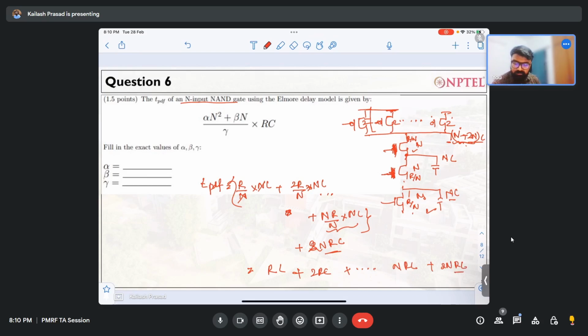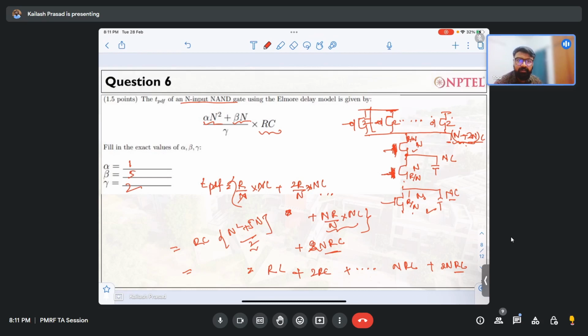Okay, so it will be like this, and if you calculate everything, the final output you will get will be RC times (n square plus 5n) divided by 2. So I've actually calculated this. This is RC, so gamma will be equal to 2. For alpha n square, alpha will be 1, and for beta n, beta will be 5/2.